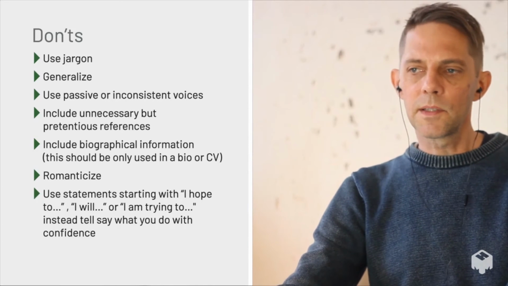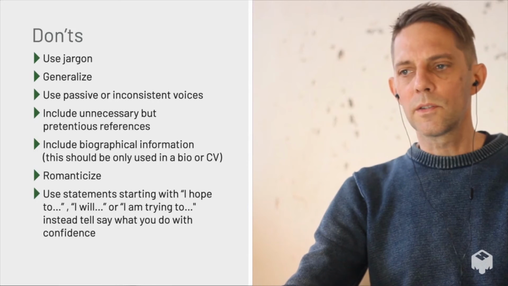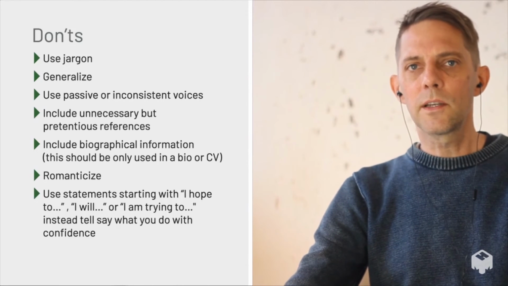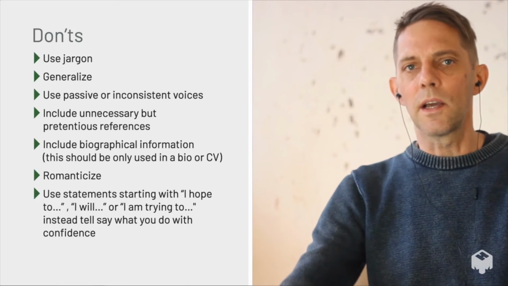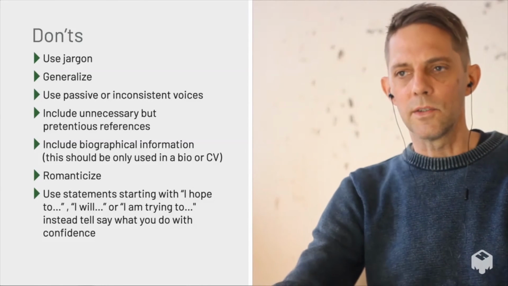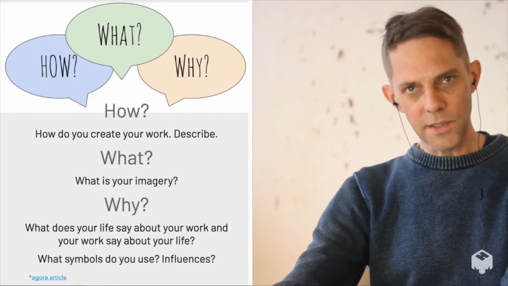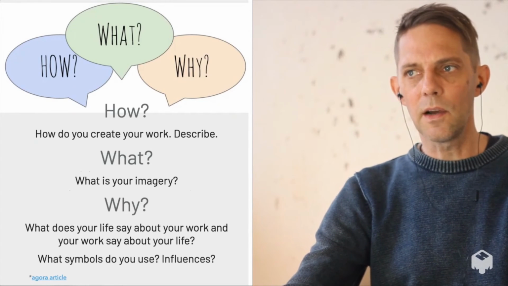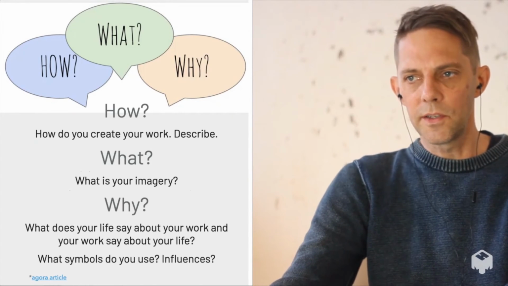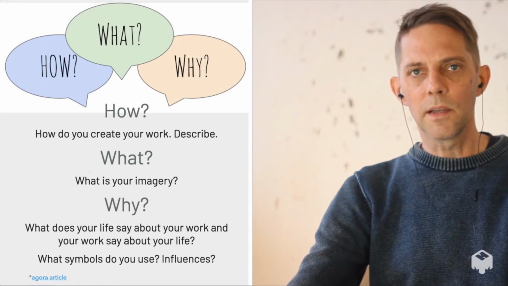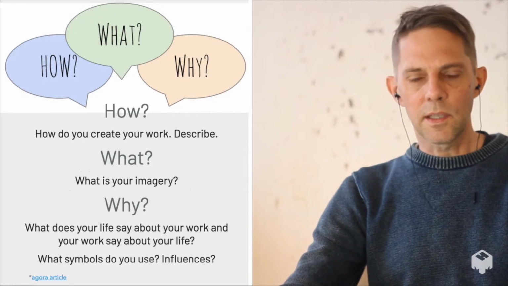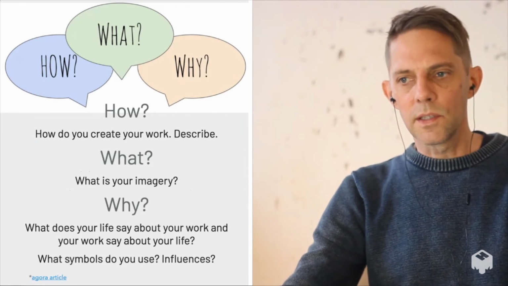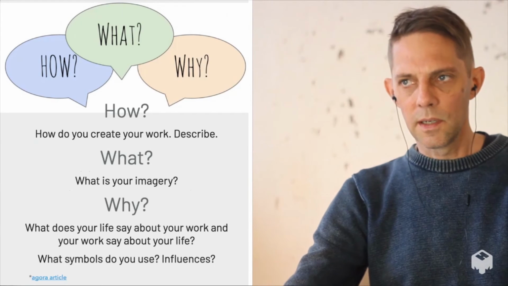And statements like I hope to, I will, and I'm trying to, they don't really convey too much confidence. You should be saying that this is what I do. It's not what I'm trying to do. And three sentences you can start with are the how, what and why. How do you create your work, and what are you depicting? What is your imagery, and why does this say about you and the influences and the symbols that you're using?